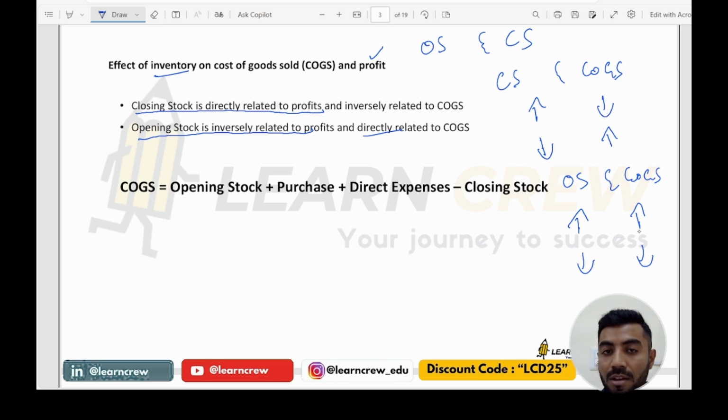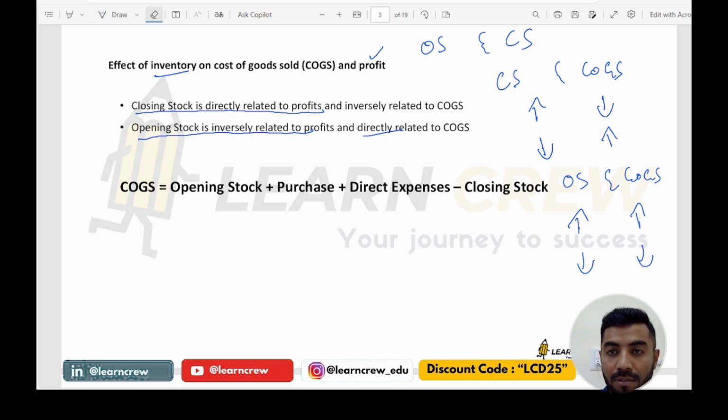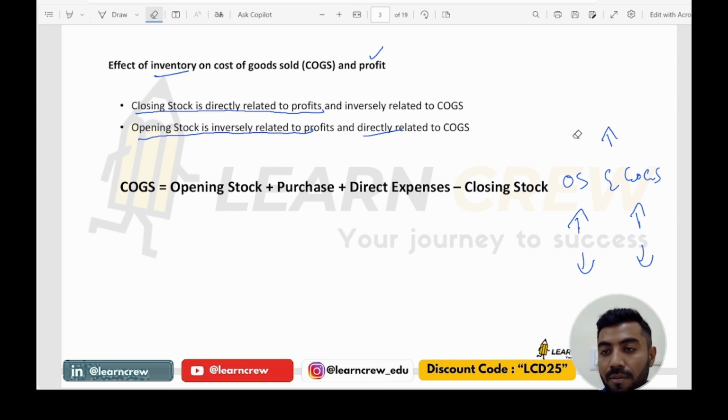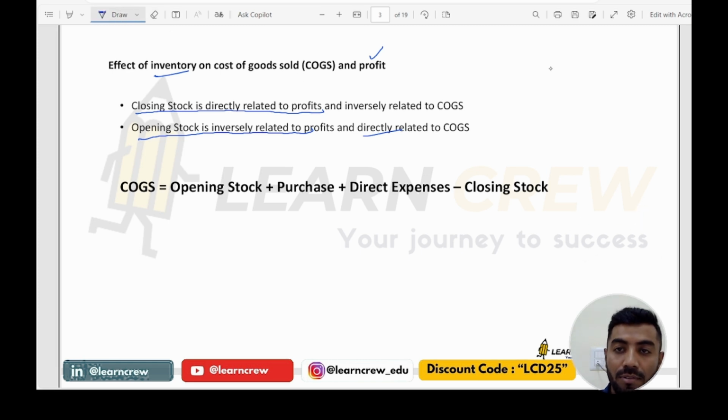So no need to remember everything, it'll be confusing for the exam. Just remember with respect to the closing stock and the profit. When the closing stock is increasing, profit also increases. Closing stock decreases, the profit also decreases.